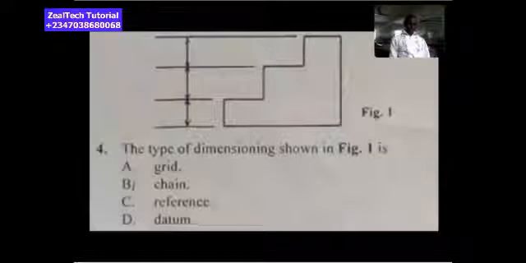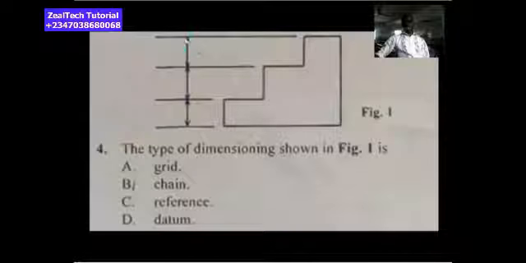Number 4. The type of dimension shown in figure 1 is B. It's chain method of dimensioning. There are majorly two types of dimension, which is datum and then chain. This one that is shown here is chain because one starts from here and stops here and it continues like that. So the correct answer is B.